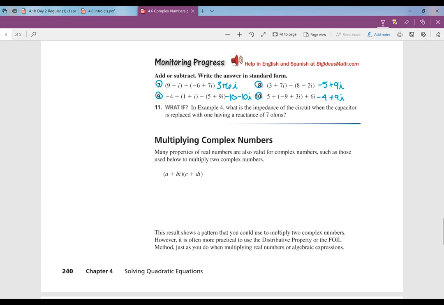All right, so here are the answers to those monitoring progress questions. Check and make sure you got those correct. And next, we're going to talk about multiplying complex numbers.